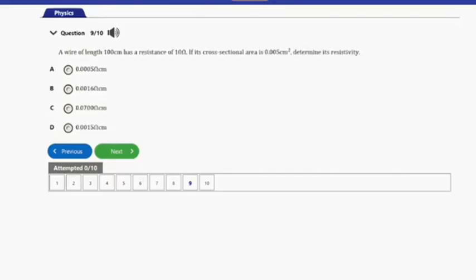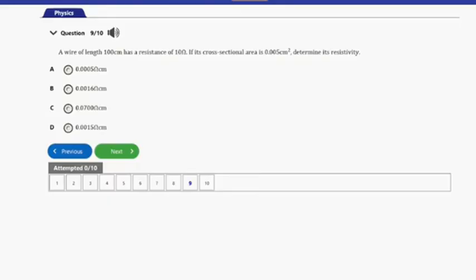It says, a wire of length 100 cm has a resistance of 10 ohms. If its cross-sectional area is 0.005 cm squared, determine its resistivity. So guys, resistivity is resistance times area over the length. So the resistance here is 10 ohms. Then we'll multiply this by the area, the cross-sectional area. That will give us 0.005 cm. Then over the length of the wire, so that's 100 cm.